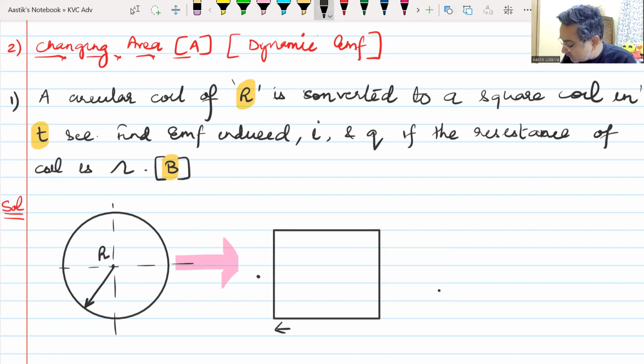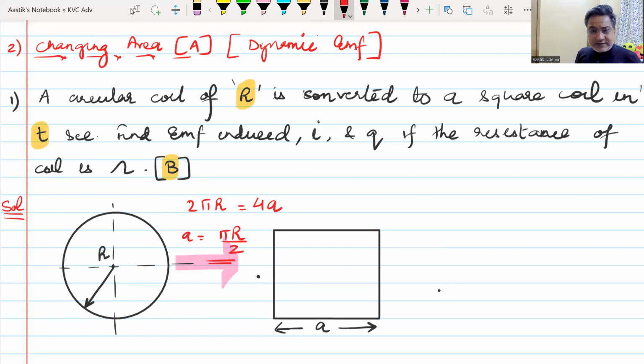If I call the square side length a, you must understand that the length of the wire remains the same. The total length of the wire, 2 pi r, must be equal to 4a, where a is the length of the side of the square. So the side of the square becomes pi r by 2. If you understand this, the rest of the problem is very simple.